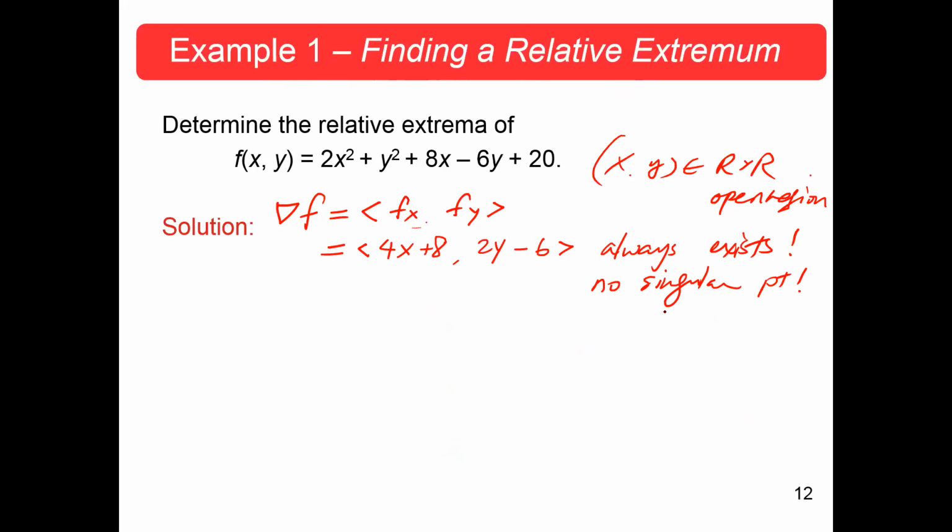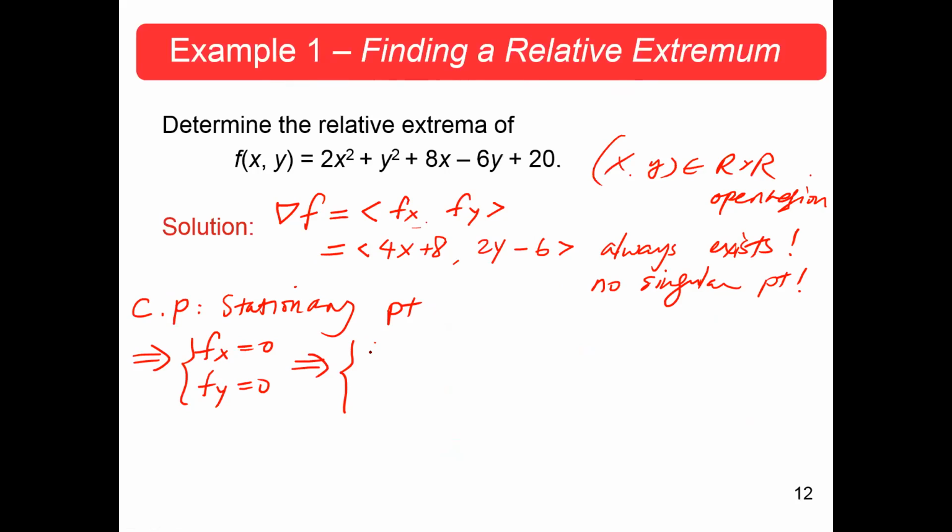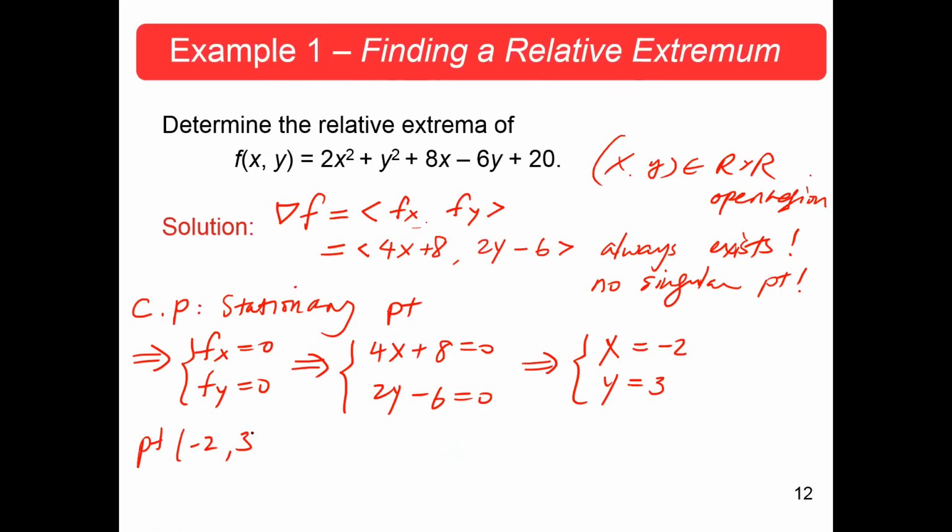But since in this question there's no singular point, the only type of critical point will be the stationary point. So we can only look at stationary points, which is when partial x equals 0 and partial y equals 0. Pretty easy to do. So let's set partial x equals 0 and partial y equals 0 at the same time. That gets you x equals -2 and y equals 3. So there's the point -2, 3.